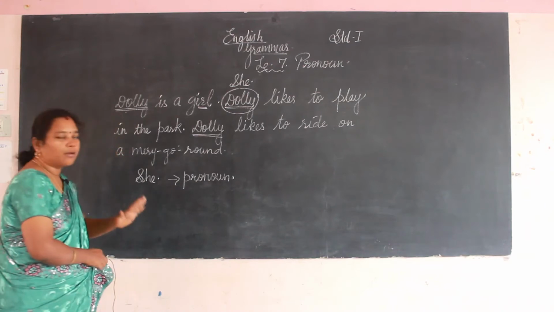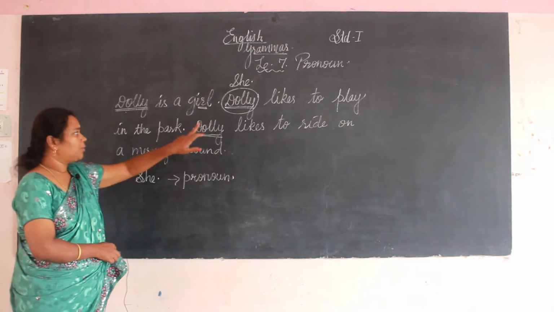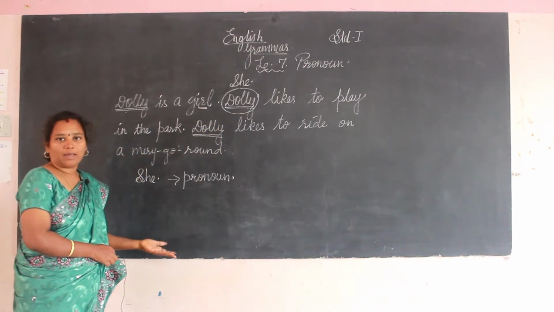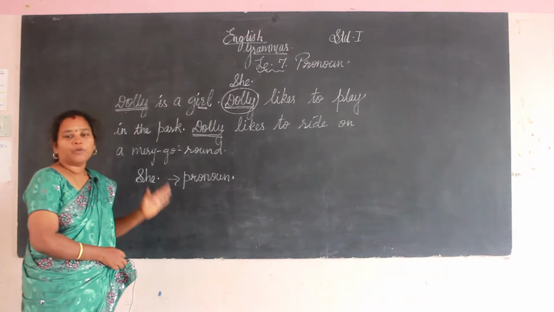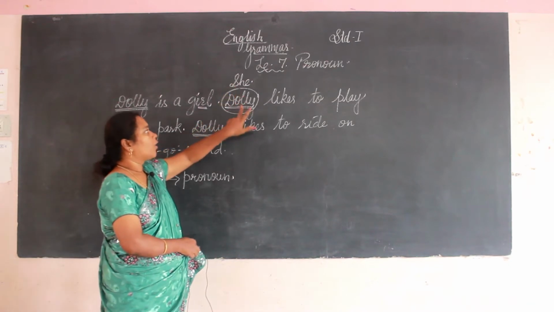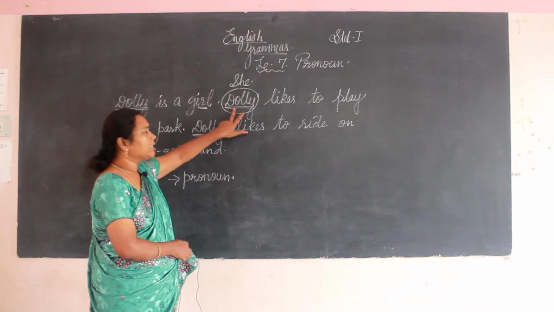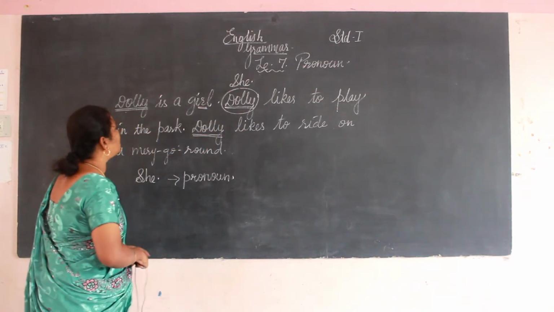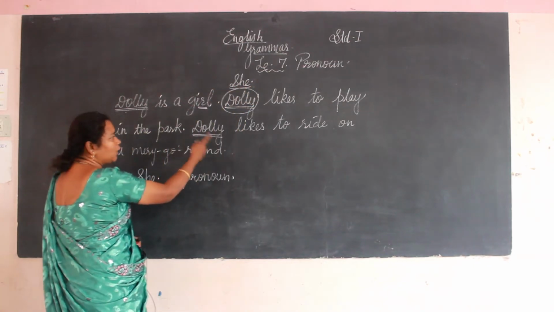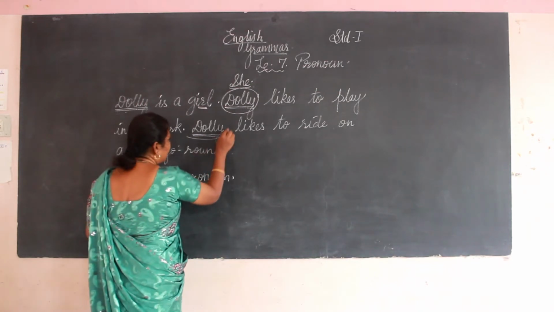See here, again I am telling you, Dolly is a girl. Dolly likes to play. Dolly likes to ride. Again and again we are repeating the same name. So instead of that name, we are going to write one word, she. For female, we write she. Dolly likes to play. Who likes to play? She likes to play in the park. Again Dolly is written. So we are talking about one person only, so we are going to write again here she.